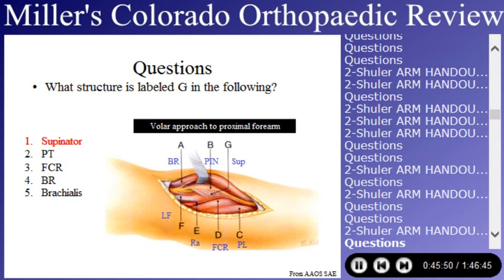Okay, structure labeled G is what? Well, we see the radial nerve coming here. PIN. It's a supinator. We're going to go over the labeling of those. Brachioradialis, don't forget, they love retraction questions. If you retract too hard on brachioradialis, you get the superficial branch of the radial nerve.